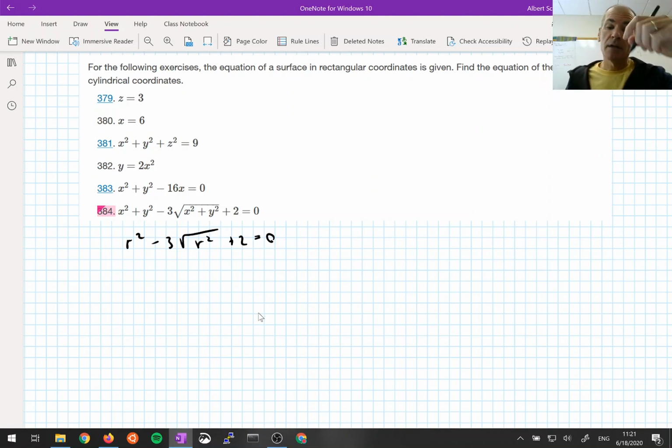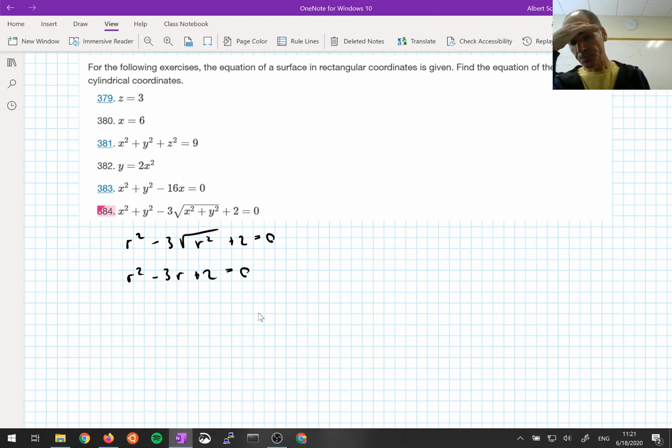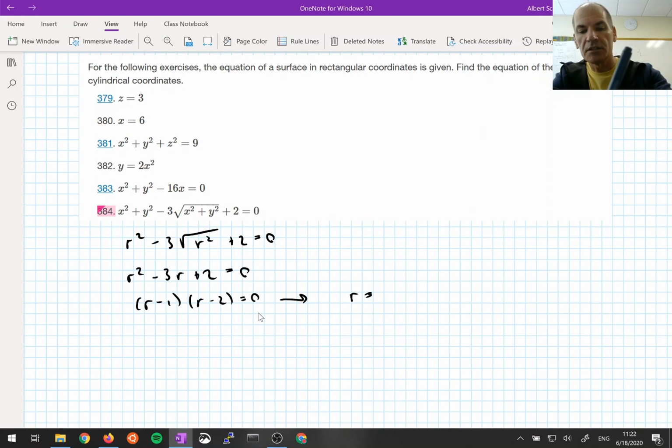Look, you're never going to go wrong if you assume that r is positive in a situation like this. R squared minus 3r plus 2 equals 0. So you might think, I've got to replace that with the absolute value of r, but it's safe in this case to assume that r is positive. This factors: r minus 1, r minus 2 equals 0. And what we get are two conditions. R is equal to 1 or R is equal to 2. Remember, this is a membership test. I keep repeating that.